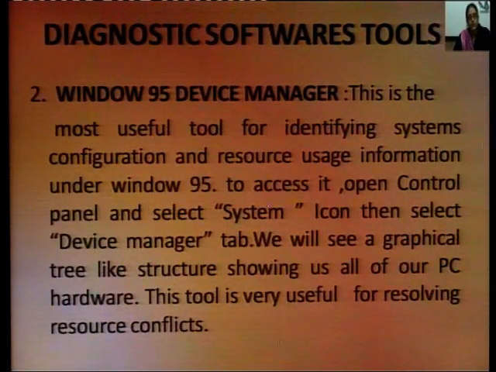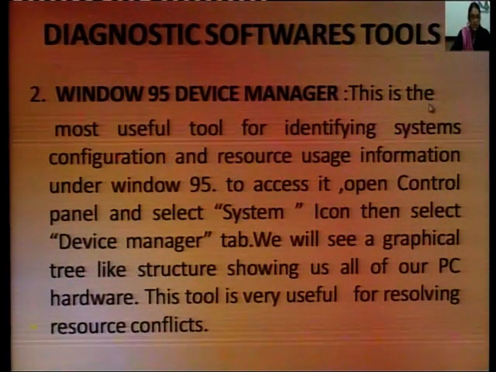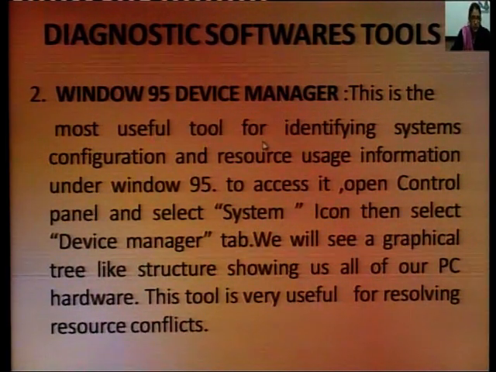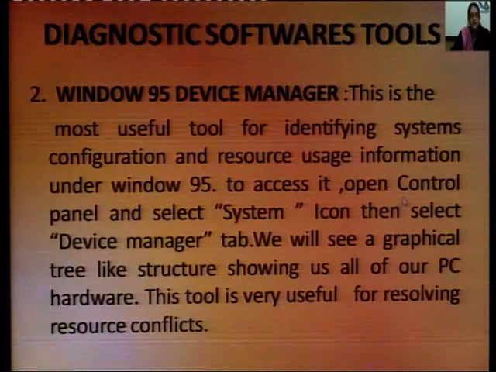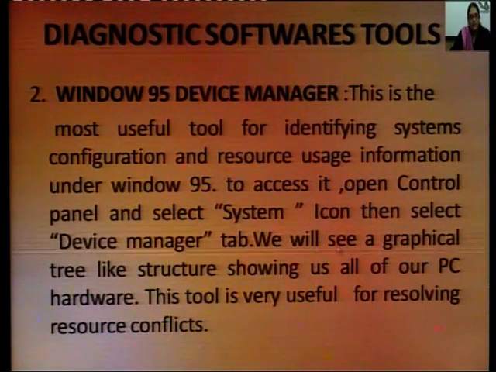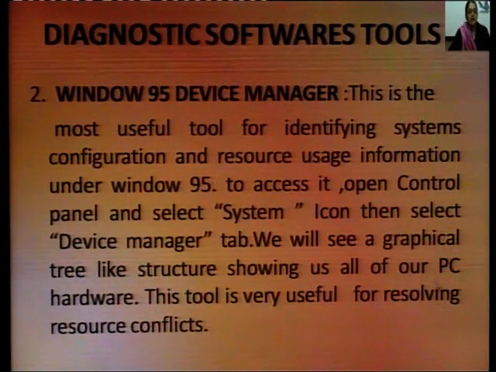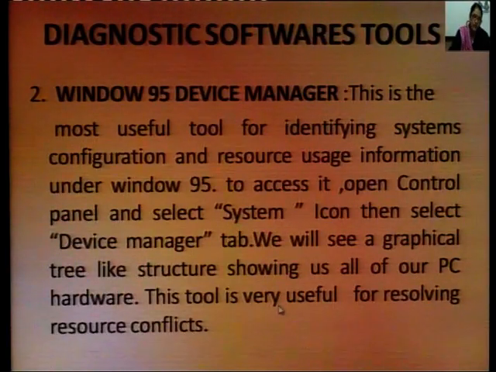Second diagnostic tool is Windows 95 Device Manager, which is the most useful tool for identifying the system configuration and resource usage information under Windows 95. To access it, open Control Panel and select the System icon, then select the Device Manager tab. We will see a graphical tree-like structure showing all of our PC hardware. This tool is very useful for resolving resource conflicts that occur in the system.